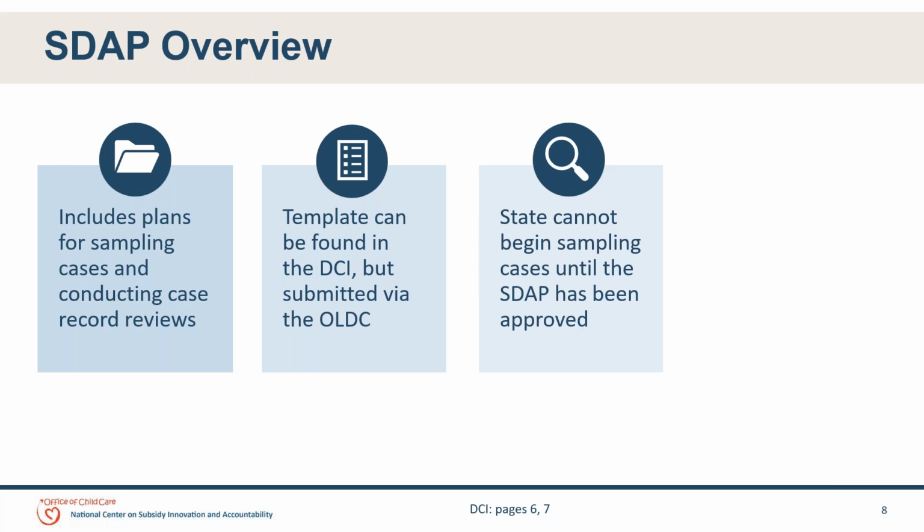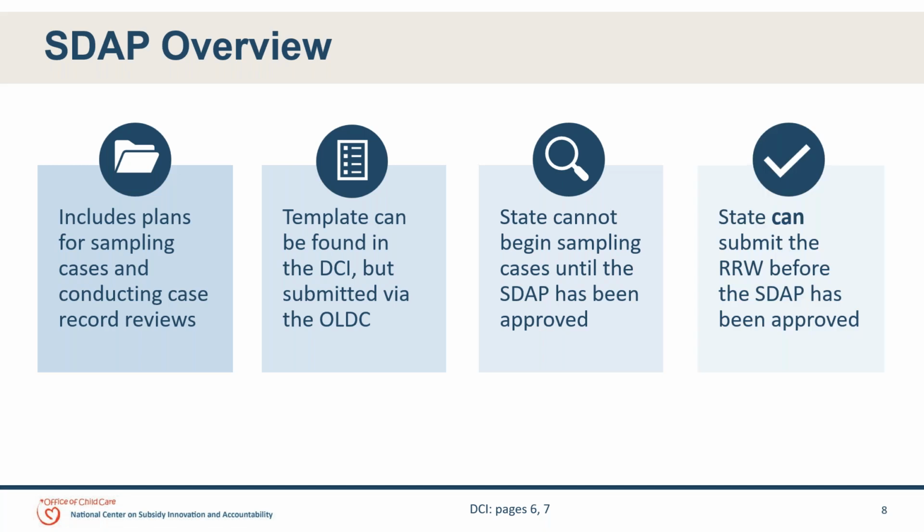You cannot begin your sampling until the SDAP has been approved. However, you can begin working on the next submission, which is, again, the customized record review worksheet. That can be submitted at the same time as your SDAP. It can be submitted while we are reviewing your SDAP, or it can also be submitted after you're done with the SDAP. So the two can be worked on or submitted concurrently.